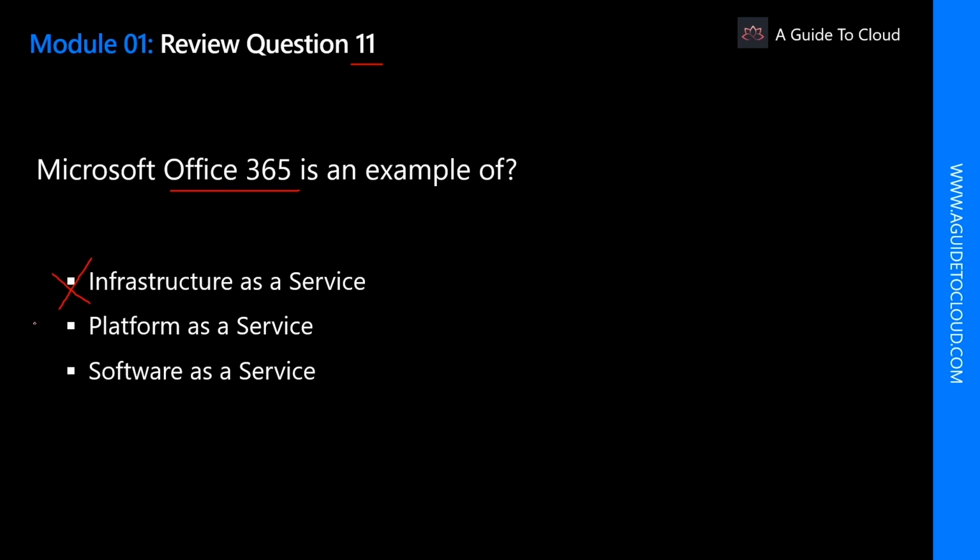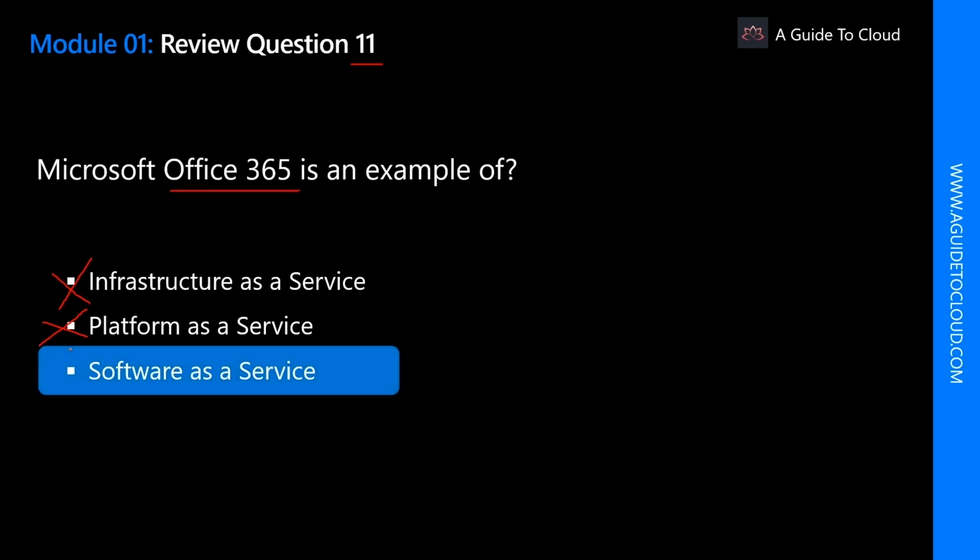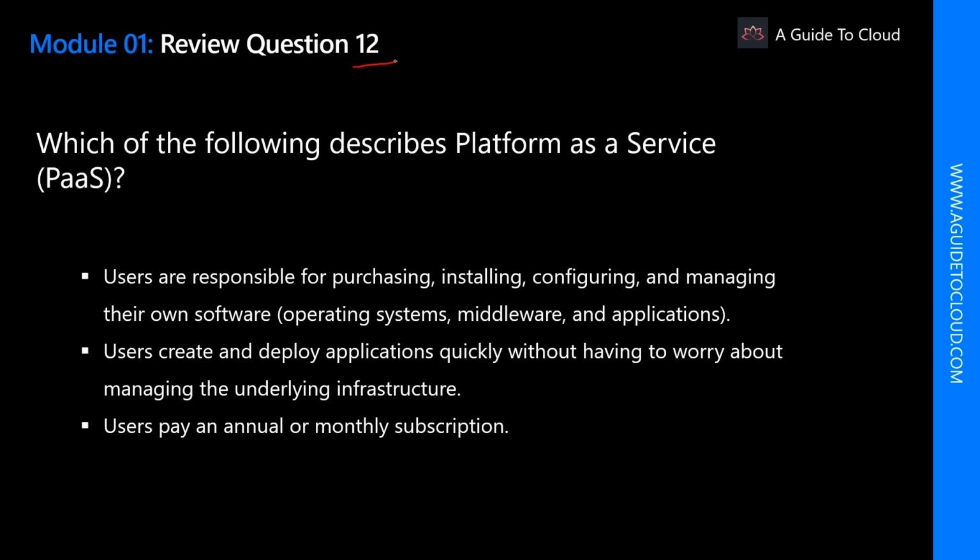Is it platform as a service? Again, no. Platform as a service is where you get an application to develop, deploy, test, and validate. So the right answer is software as a service, because SaaS is typically licensed through a monthly or annual subscription, which is how Office 365 is being billed. Question number 12. Which of the following describes platform as a service? Again, we need to read through the statement to see which one appropriately matches PaaS.